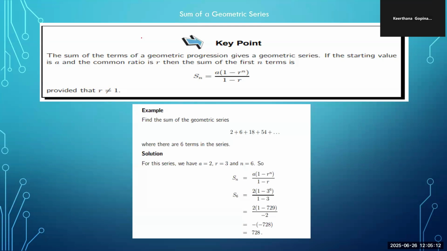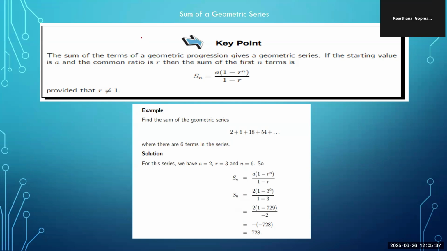The sum total for a geometric series is expressed as Sn equal to A into 1 minus R power n divided by 1 minus R, provided that R is not equal to 1. The ratio should not be 1, otherwise it is the same. 1 minus 1 becomes 0, so the denominator will become 0 if it is 1.